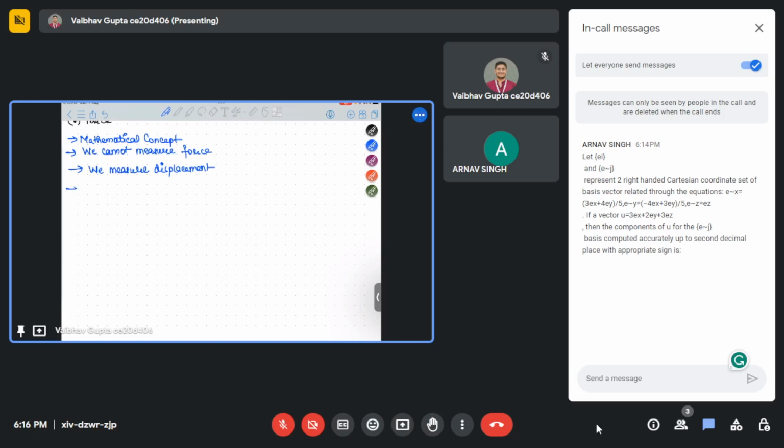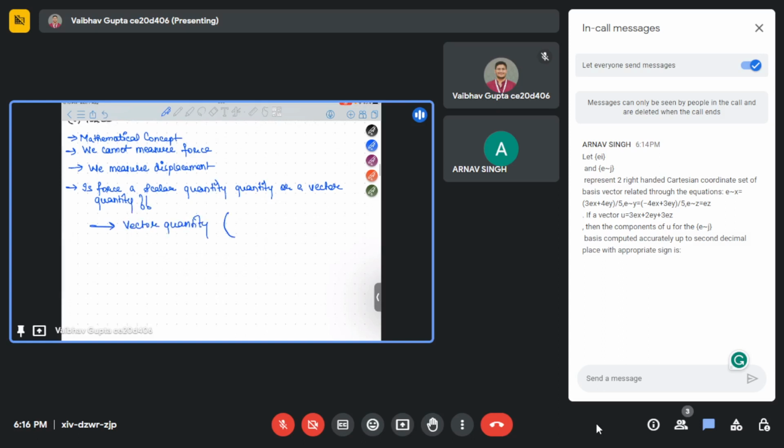So the next question comes: is force a scalar or a vector? Is force a scalar quantity or a vector quantity? So force is a vector quantity. Why? Because it follows the vector law of addition.